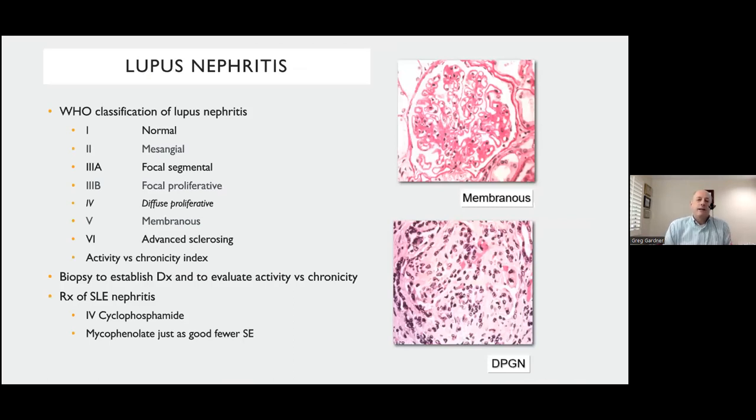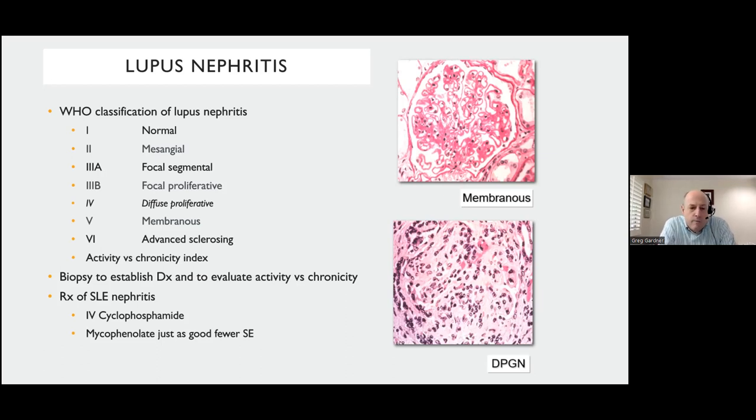So lupus nephritis is one of the things that gets our patients into big trouble. And it's typically type 4, diffuse proliferative. That's why I put it in italics. Remember, this can be problematic, and it can last forever, and often ends in the development of chronic renal disease and end-stage renal disease. So when they do biopsies, they give you what's called an activity versus a chronicity score. So how active is it, and how much chronic change is there?